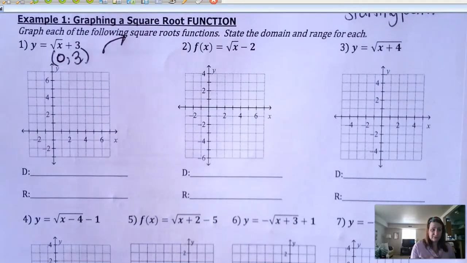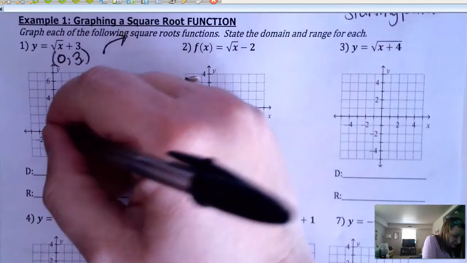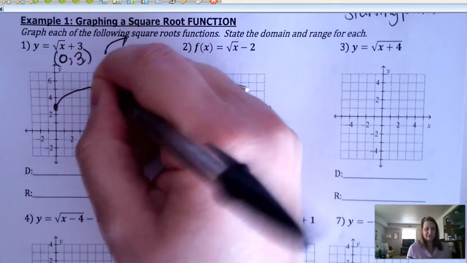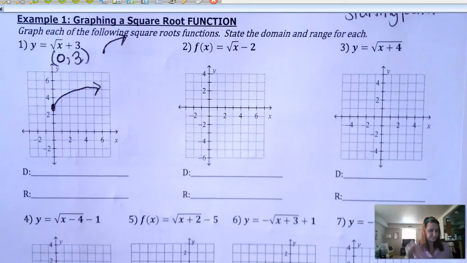So where are we going to start this? Just find that point, 0, 3. And then we're just going to do a little swoosh to the side. It's the top half of that sideways U.